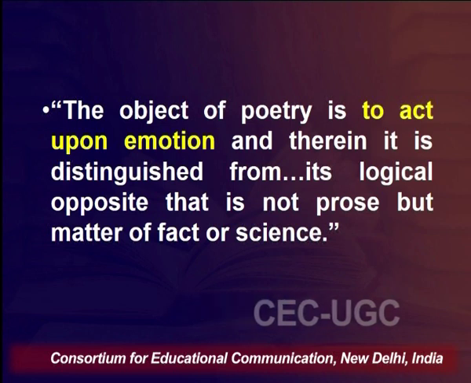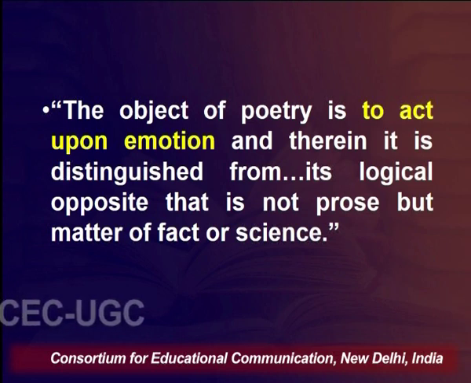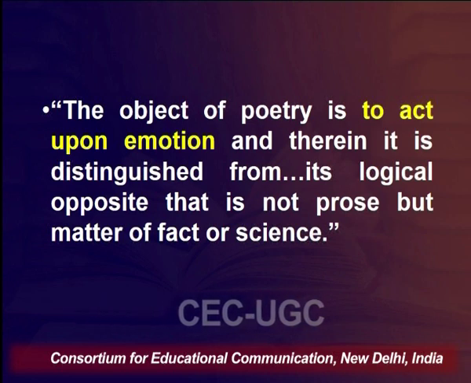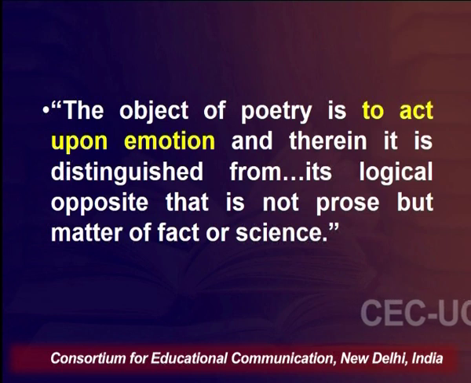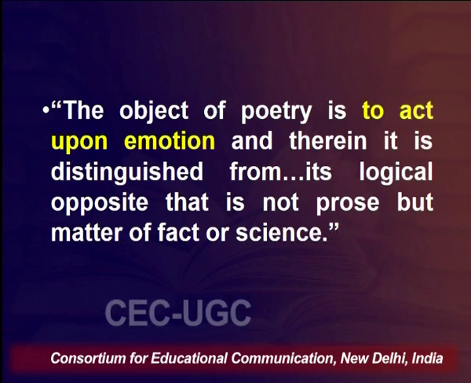So the second point that Mill makes in the essay is, and I quote, he says, "The object of poetry is to act upon emotion, and therein it is distinguished from its logical opposite, that is not prose but matter of fact or science," unquote. Now here, Mill is making a point. While on the one hand we say poem is the opposite of prose, he says the opposite of poetry is not prose, but matter of fact or science.